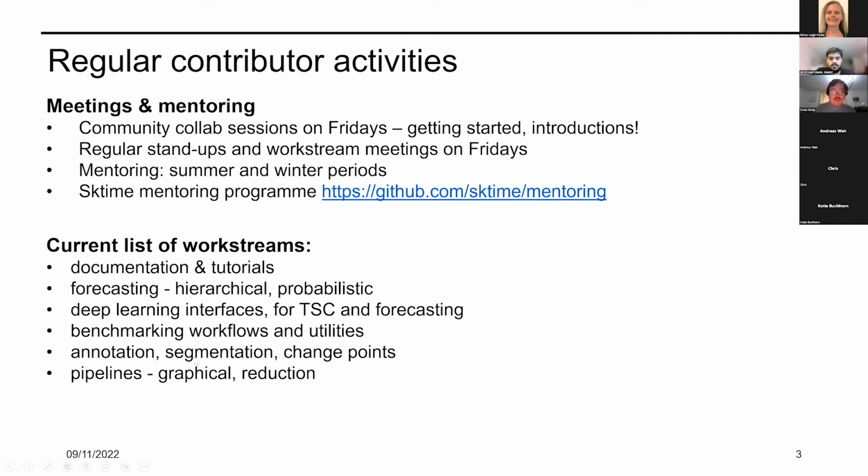Current work streams that are running: documentation, forecasting, deep learning interfaces, benchmarking workflows, annotation and segmentation. That's been one of the focus topics of the Google Summer of Code over the summer. We're going to relaunch it for the winter, and pipelines are also a topic.